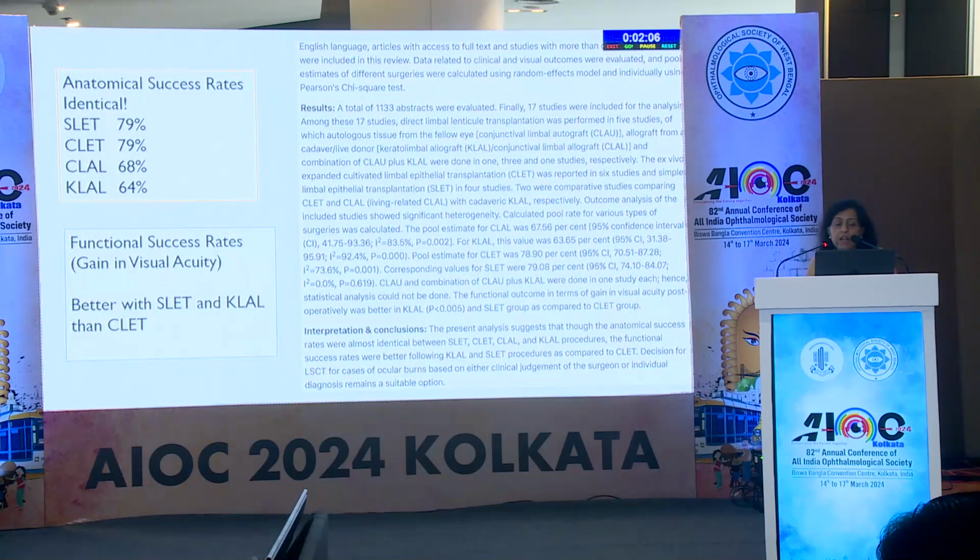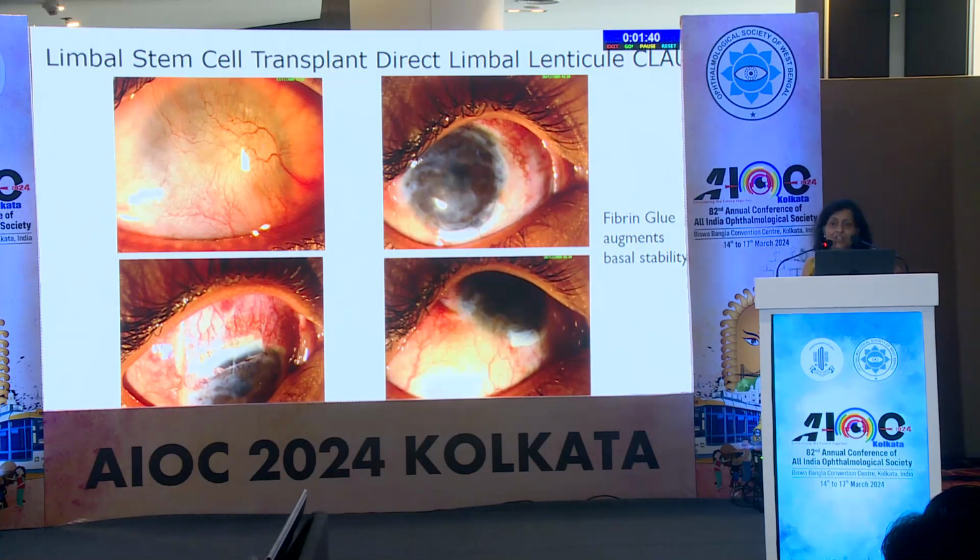And unfortunately, there are no RCTs. But based on the large case series available, all the procedures have a reasonably good anatomical success rate. So that's in a way good news. So whichever surgeon has whatever access or whatever comfort zone, you can do any of these procedures. And the gain in visual acuity was better with SLET and keratolimbal allografts than with CLET. But here again, there could be variations in case selection. So that is something you have to remember when you do a systematic review like this, and particularly when there was no standardized RCT. And here I'm giving you an example of a direct limbal lenticule, which is applied. And as you can understand, it will take time for this lenticule to expand.